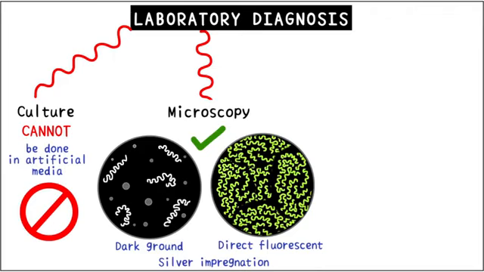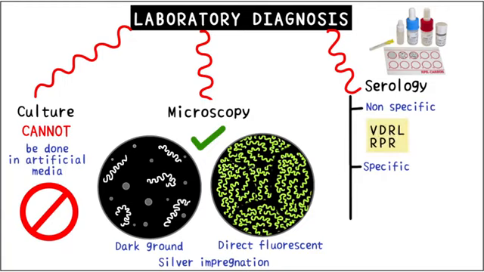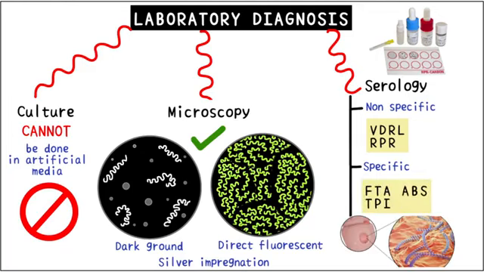The most definitive way of diagnosing syphilis is serology, by running tests on the individual's blood. Serology can be of two types, non-specific and specific. VDRL and RPR are the most widely used non-specific methods, while FTA-ABS is the most important specific test. Even if a person tests positive on a non-specific test, we have to reconfirm for syphilis using a specific test.